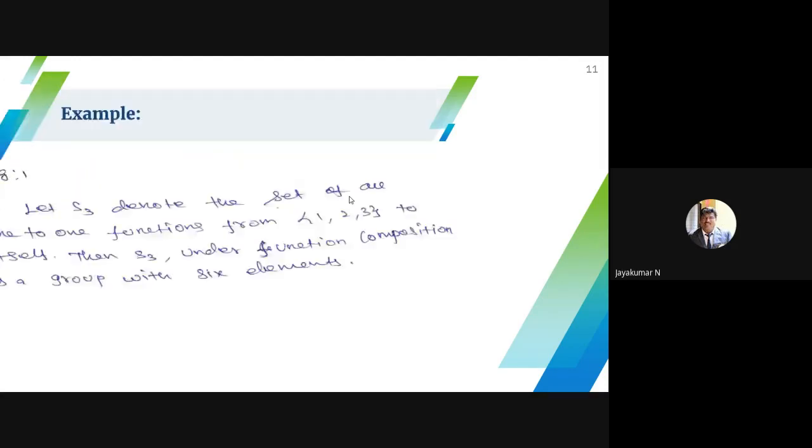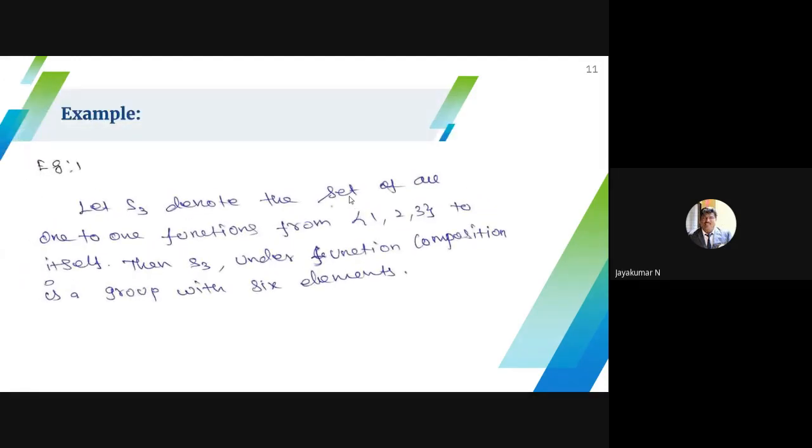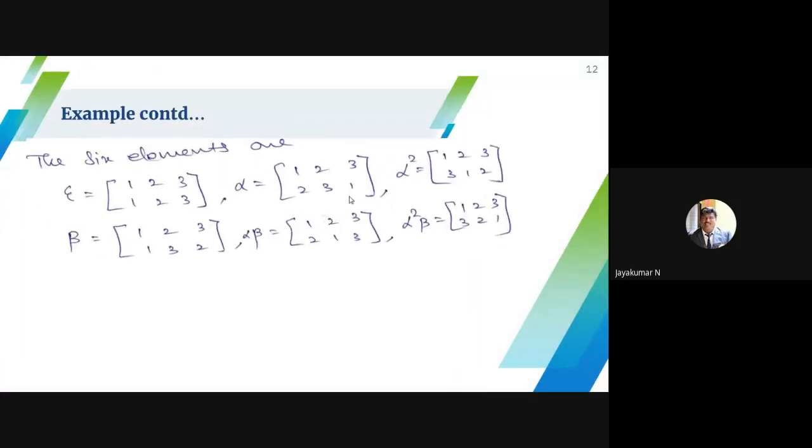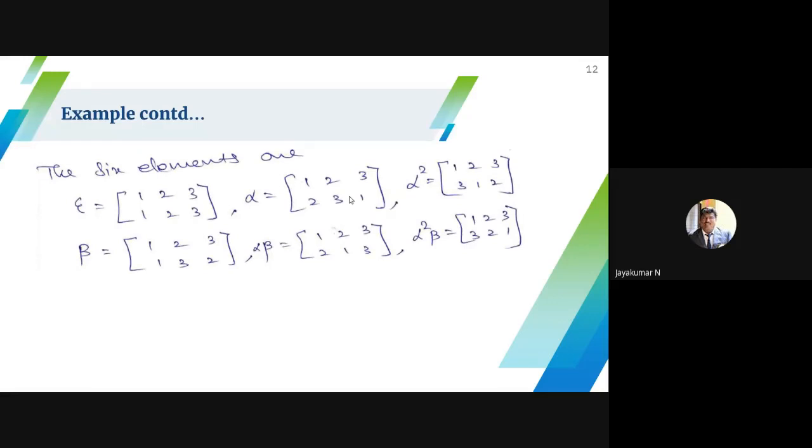We saw this last example in our last class. Suppose S3 denotes the set of all one-to-one functions from the set {1, 2, 3} to itself. Then S3 under function composition is a group with 6 elements. Last class we discussed how to collect those 6 elements. Since 3 factorial is 6, the members of S3 total 6.